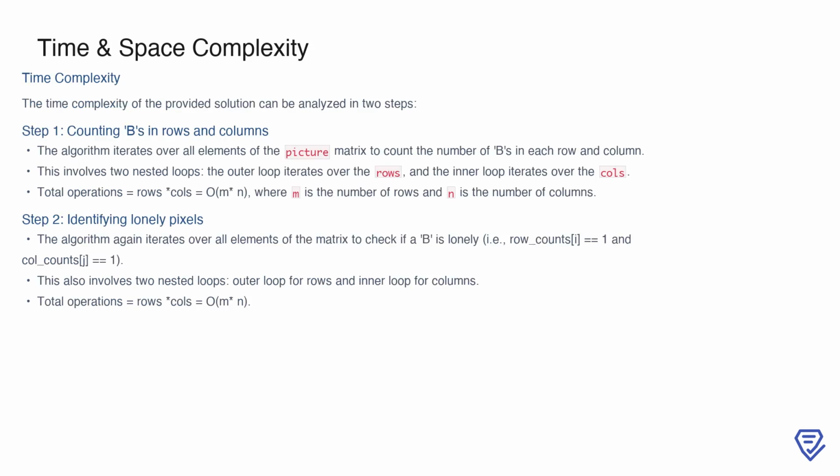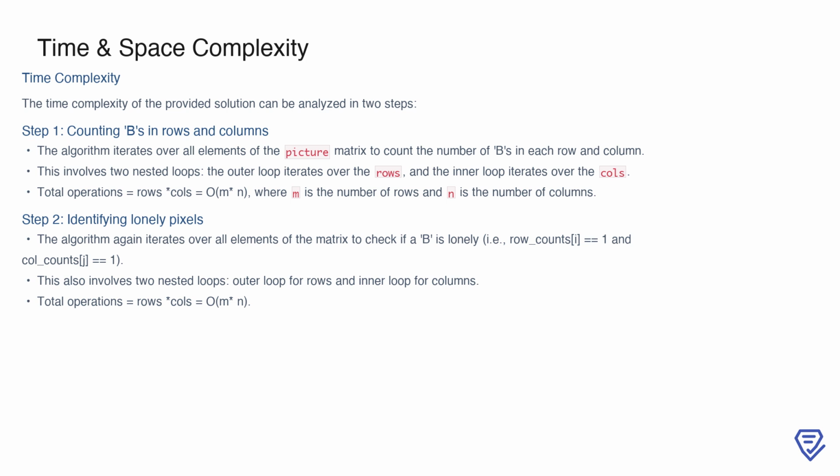The time complexity of the solution can be broken down into 2 main steps. First, the algorithm iterates through the matrix to count the number of B's in each row and column. This involves 2 nested loops, one for traversing the rows and another for the columns, resulting in a time complexity of O(m*n), where m is the number of rows and n is the number of columns.